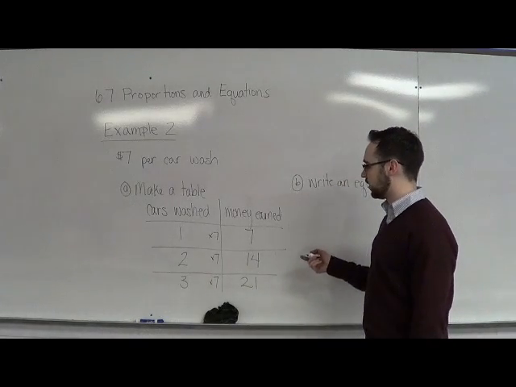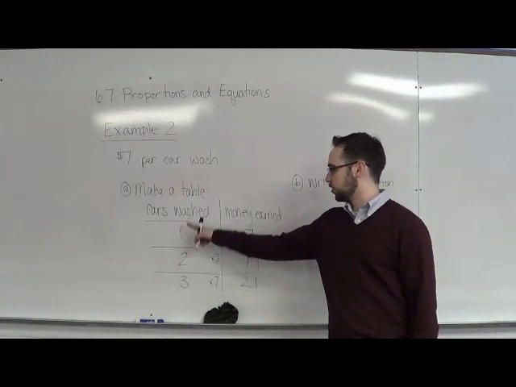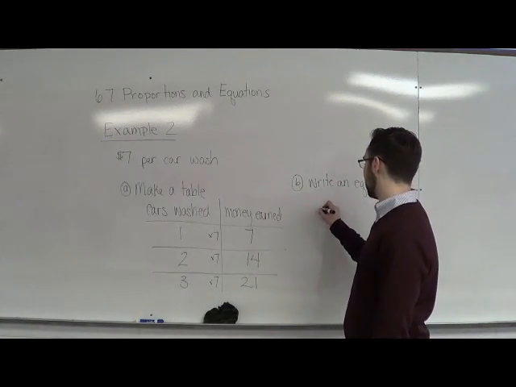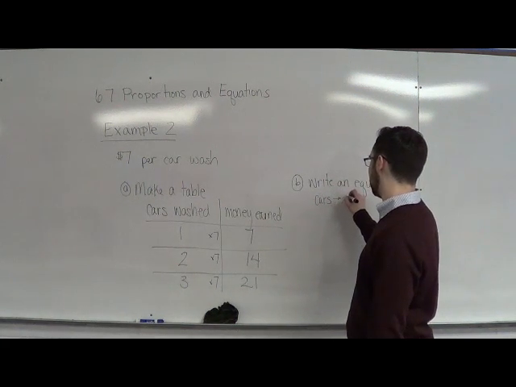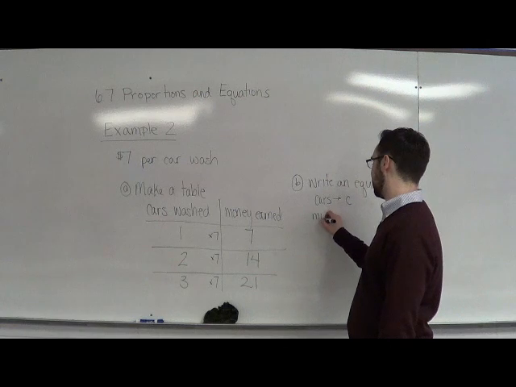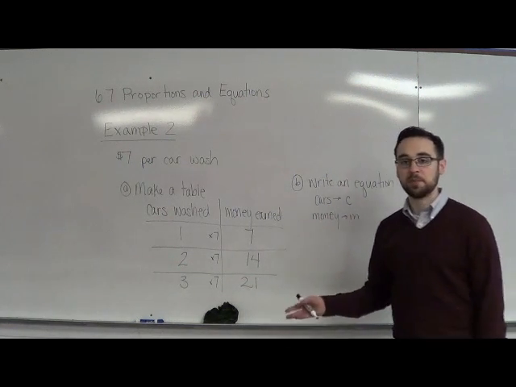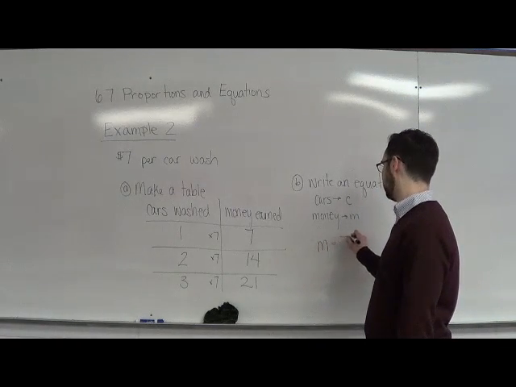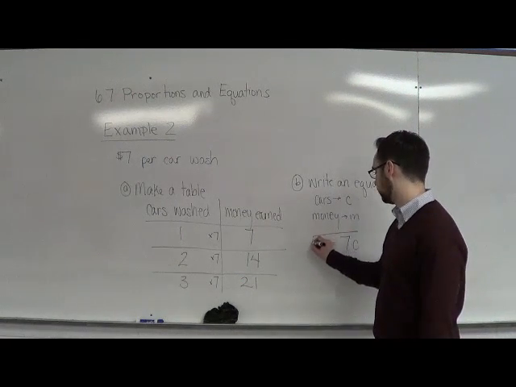So to write an equation, what are we doing every time when we're adding that 7, or we're taking the cars washed and multiplying it by 7? So if I have cars washed represent C, and the money we'll call M. So how much money are we going to make? Well, the amount of money we make is going to be 7 times the number of cars we washed. And that's the equation.